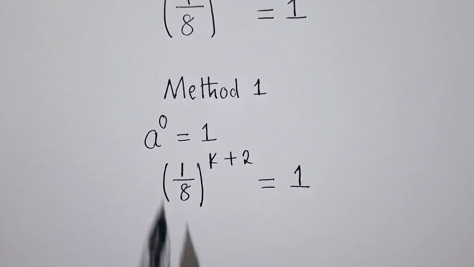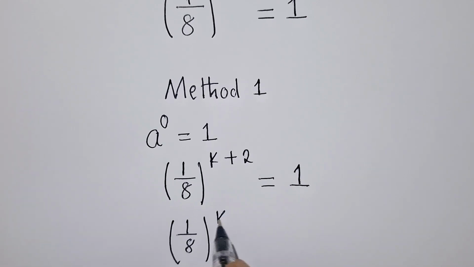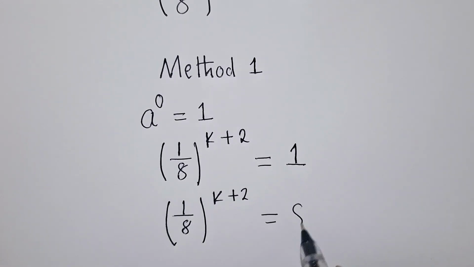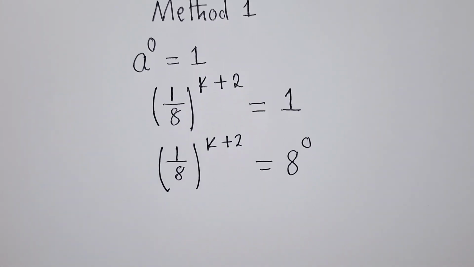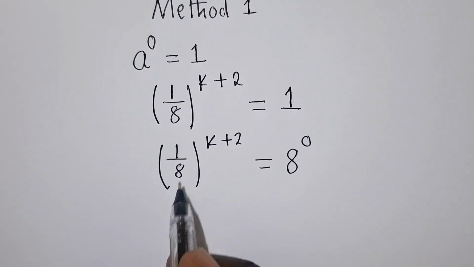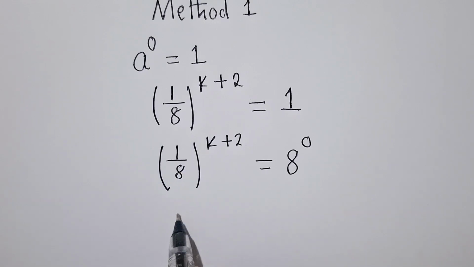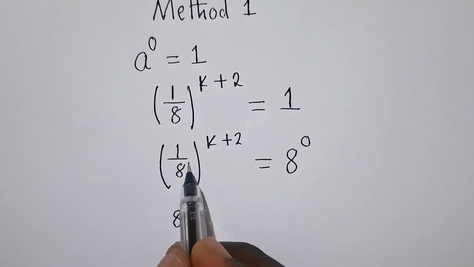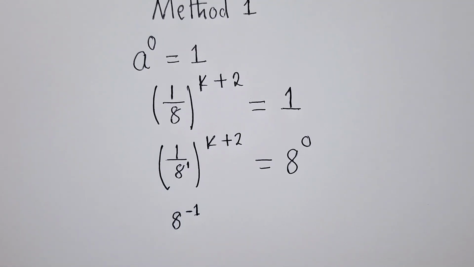Applying this property, we're going to say 1 over 8 power k plus 2 is equal to 8 power 0. I know when we say 8 to the power 0, it will give us 1 using this property. The next thing here will just be to balance the bases, but to write this denominator as a numerator, it will be 8 power negative 1. This whole thing will go on top, and it will have a negative power.